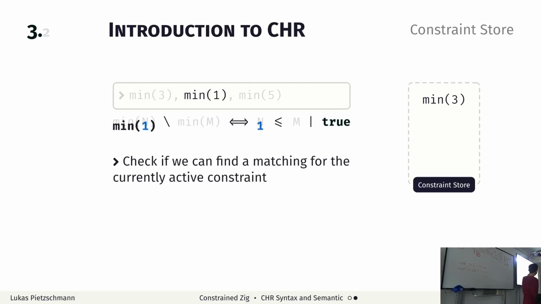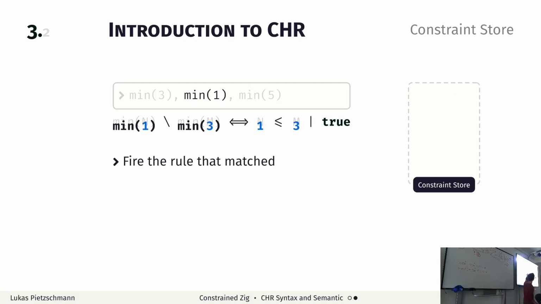Next, we check min1. So that's just the next constraint inside the query. We now also notice that one slot stays empty, but we remember that min3 is already inside the constraint store, so we can just take it. And in this process, n and m get bound to 1 and 3, so now we can evaluate the guard, and we notice that 1 is indeed smaller than 3, so this rule can now fire, and we remove min3 from the store and write back min1.